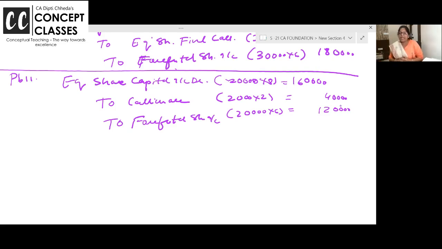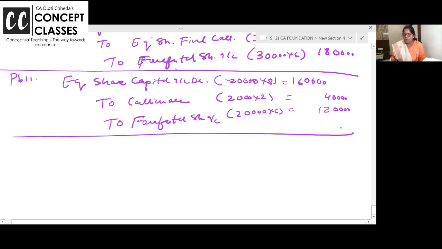How much is call in arrears? 20,000 into 2. And how much is forfeited shares? 20,000 into 6. You know how the 6 came? 2 rupees is application plus 4 rupees is allotment. Isn't it very easy? Whatever you have received, forfeit; whatever you have called and not received, reverse, either call in arrears or first call, whichever applies. Okay, right.